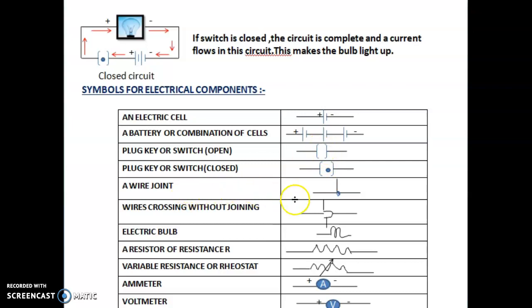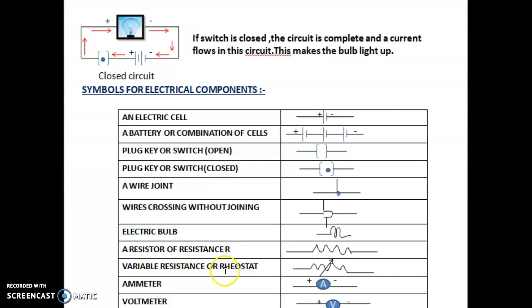Wire join. If you are going to join the wire, this is the symbol for joining the wire. Wire crossing without joint. This is the symbol for a wire crossing without the joint. Electric bulb. This is the symbol for the electric bulb. Resistor or resistance. This is the symbol for a resistance.